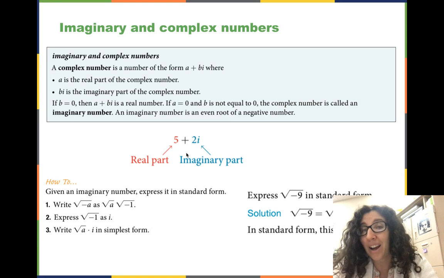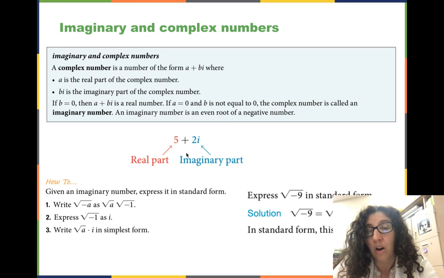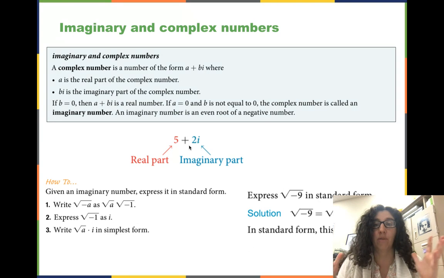So you can see that actually the real numbers are a subset of the complex numbers, right? If this part is 0, then we're left with real numbers. So complex numbers are bigger than real numbers.